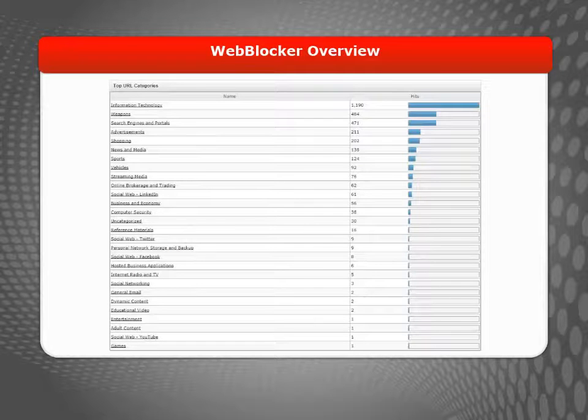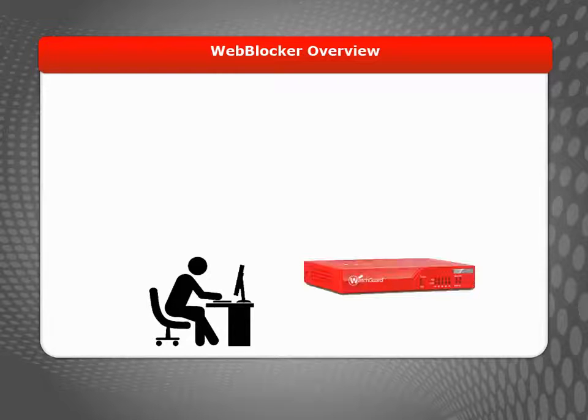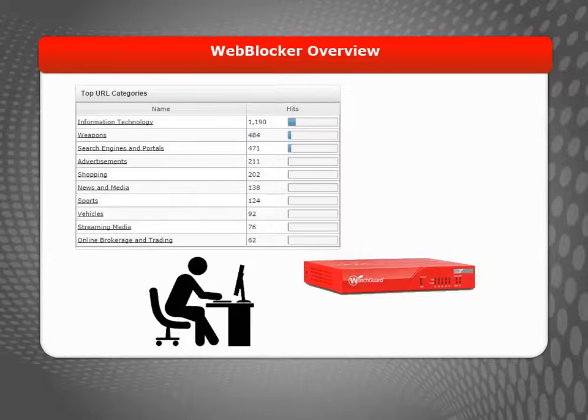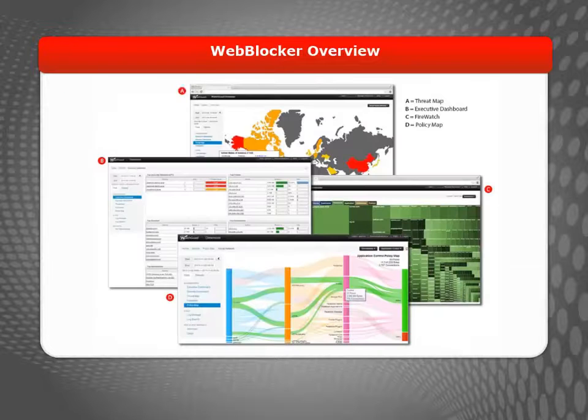WebBlocker uses a database of website addresses that are identified by content categories. When a network user tries to connect to a website, your Firebox or XTM device examines the WebBlocker database. If the website is in the WebBlocker database and the administrator has blocked the content category of the site, the network user is denied access and sees a customized message to let them know.